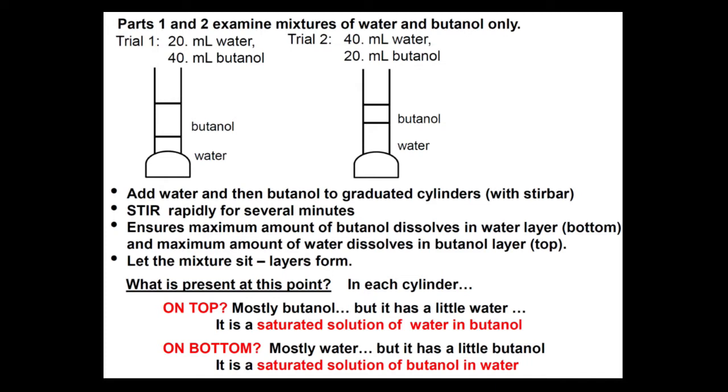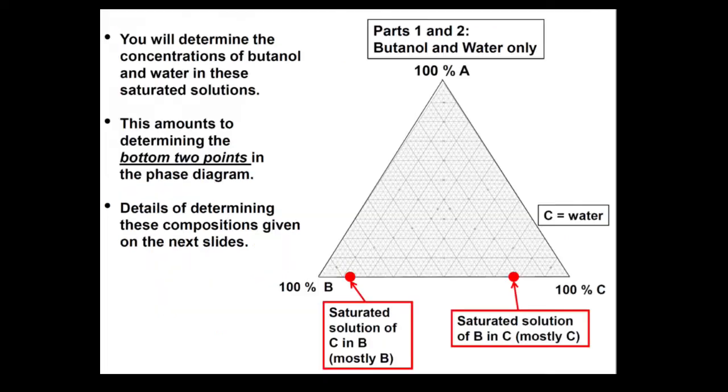So it is a saturated solution of butanol in water. And in the other graduated cylinder, the top layer is also a saturated solution of water in butanol. So it's also mostly butanol and has a little bit of water dissolved in it. And the bottom layer is a saturated solution of butanol in water. So the two bottom layers actually both have the same composition. They are both saturated solutions of butanol in water, and the top layers are saturated solutions of water in butanol.